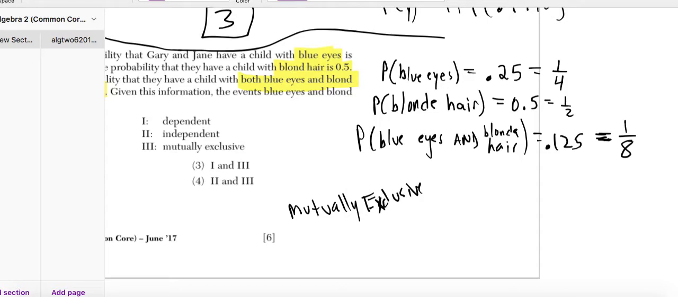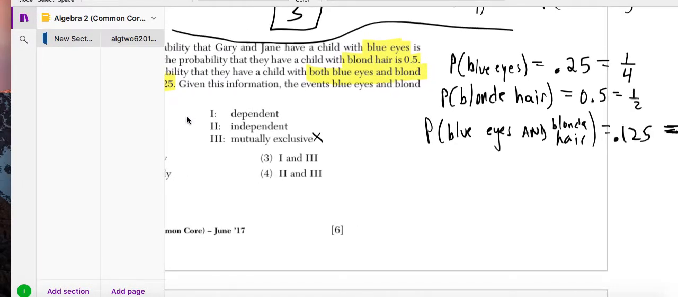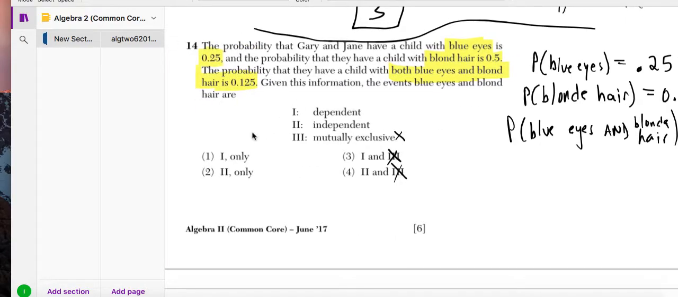I realized I spelled it wrong. That would mean that the probability of blue eyes and blonde hair, and this is just the symbol for and, okay, I'll write it in case you're not familiar with it, the probability would have to be 0. They can't occur at the same time. That's not the case because that probability is actually equal to 0.125. So option 3 is out, which means we eliminate choices 3 and 4, since anything that contains option 3 is incorrect. And it can't be both 1 and 2, so it has to be one or the other, right?